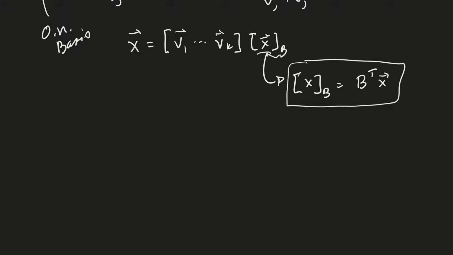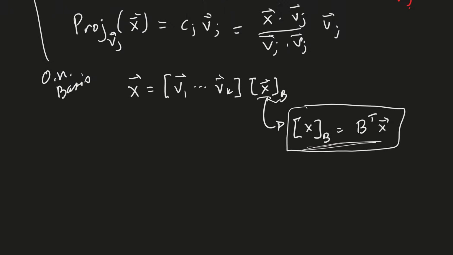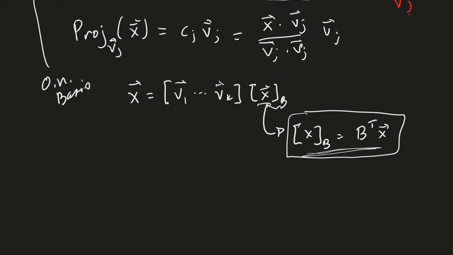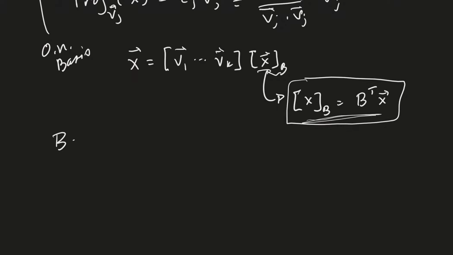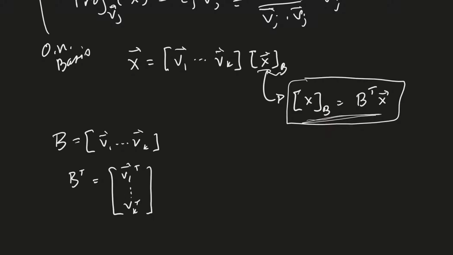Okay, I just briefly wanted to show that the coordinates of x was B transpose x. Just as a reminder, our matrix B is the set of vectors v1 through vk. So B transpose would be v1 transpose through vk transpose. Now B was n by k, so this is k by n, right? And so what happens when you take B transpose times x?